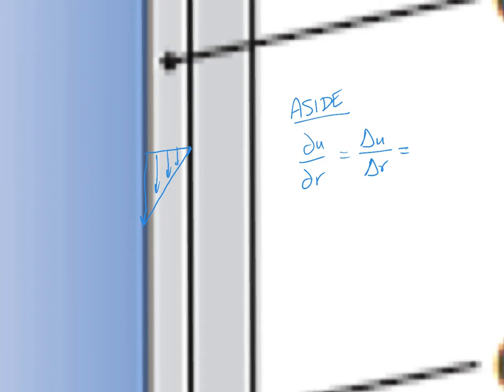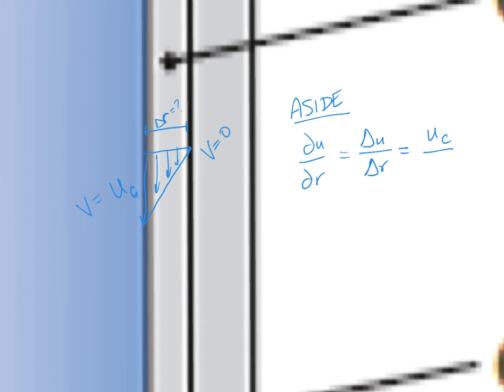I'm going to call this side, let's say, the velocity equals the u of the speed of the cylinder. And on this side, the velocity is 0. Okay, so the change in u from one side to the other, that's the u of the cylinder. Now I need the distance from one wall to another, the delta r. So from here to here, what is that distance? Delta r equals what?